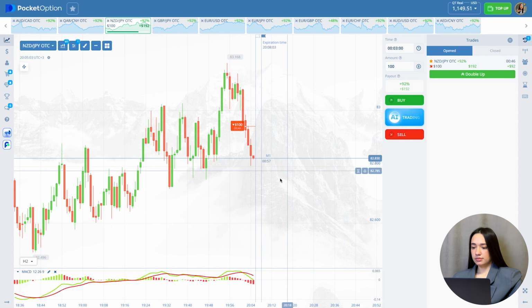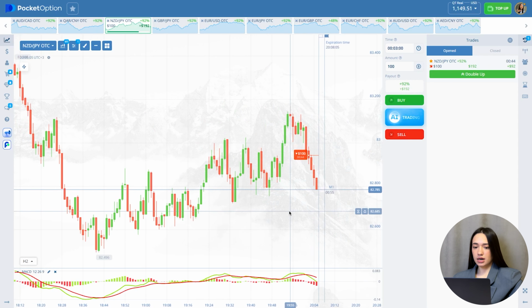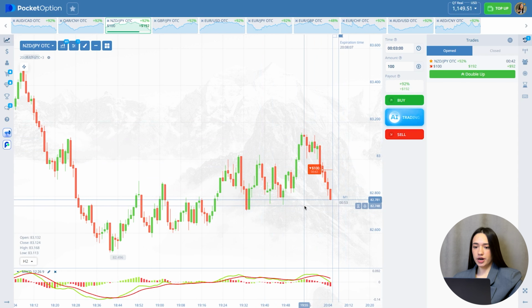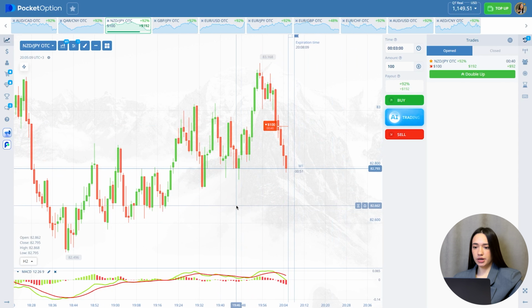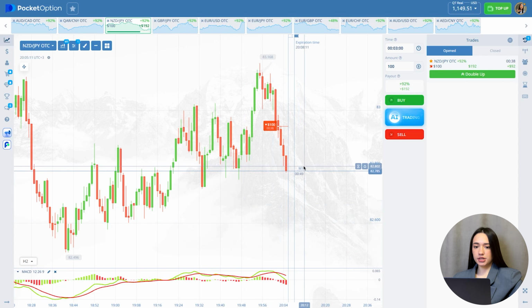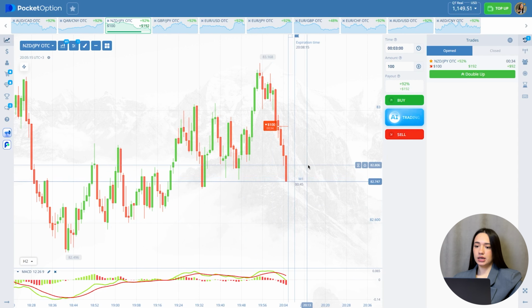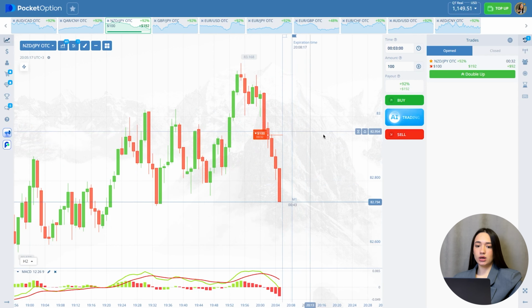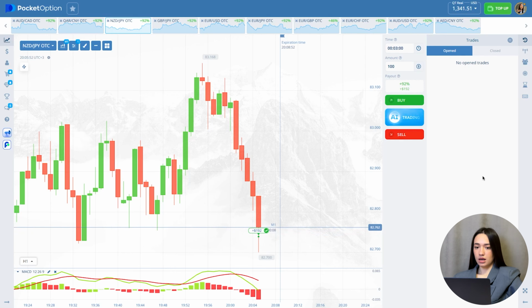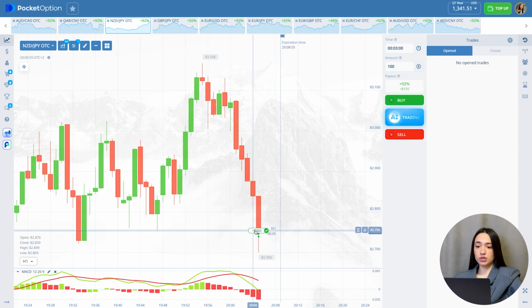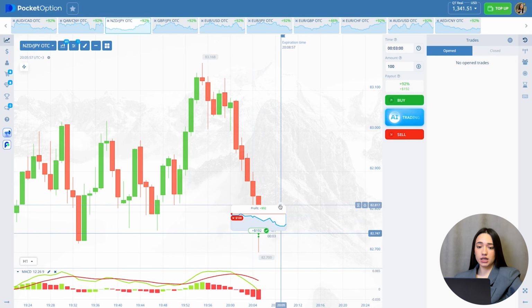But as we can see, that doesn't happen. The price confidently moves lower and the signal works out correctly. There are about 30 seconds left until the trade expires, so we simply watch the result. And as you can see, the trade closes very confidently in profit.